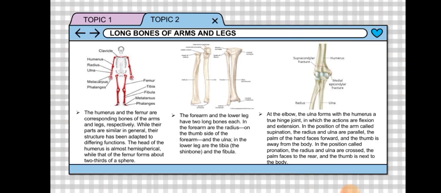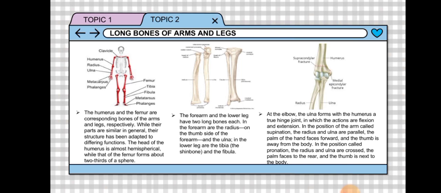Second, the forearm and the lower leg. As you can see, they have two long bones each. In the forearm are the radius on the thumb side of the forearm, and the ulna. In the lower leg are the tibia or shin bone and the fibula.